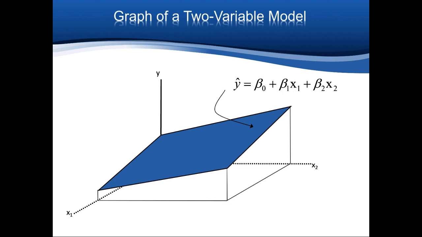Here is a graph of a two-variable model. It looks like a three-dimensional surface. And here is the slope for x1. Here is the slope for x2.